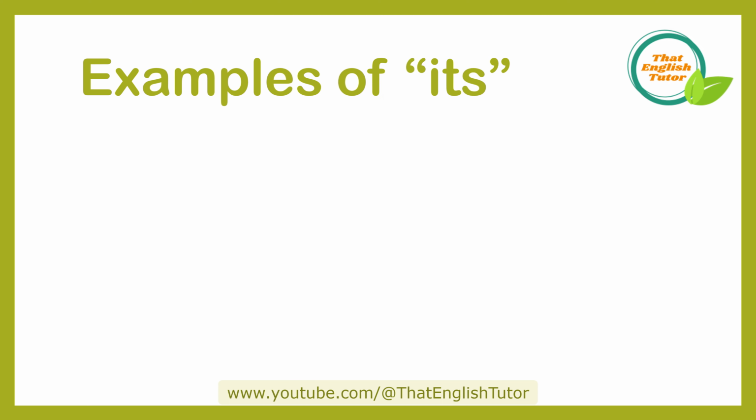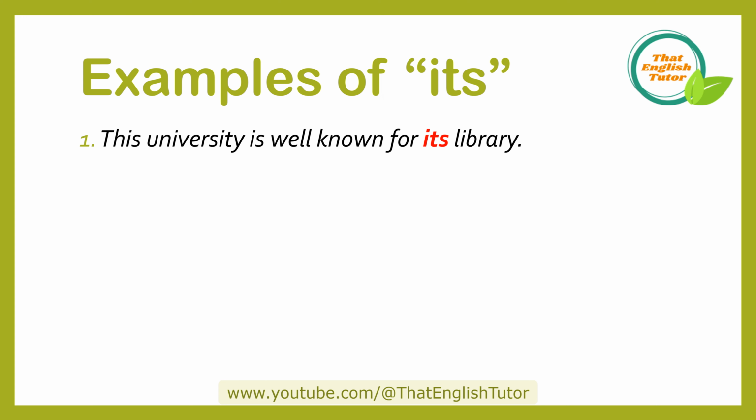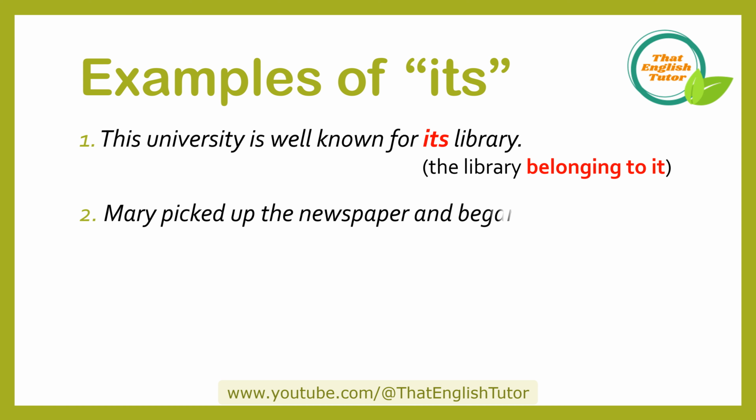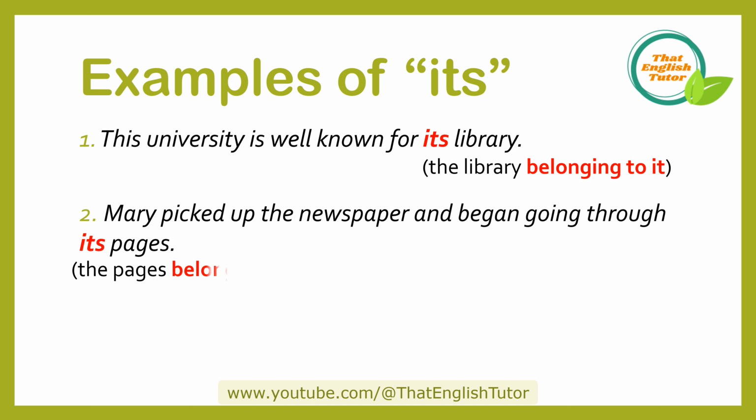Let's look at some more examples. This university is well known for its library. This sentence means this university is well known for the library belonging to it. Hence, we've used its without an apostrophe. Mary picked up the newspaper and began going through its pages. Again, the possessive form of the pronoun it has been used here. Mary picked up the newspaper and began going through the pages belonging to it.